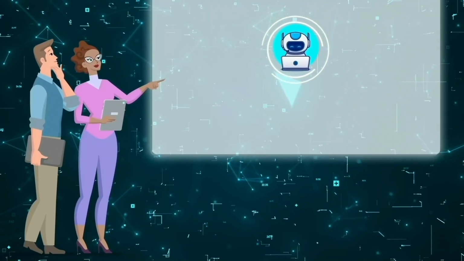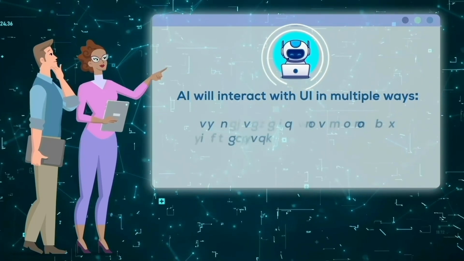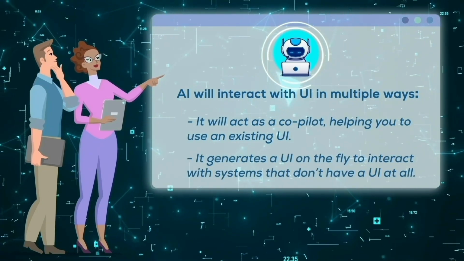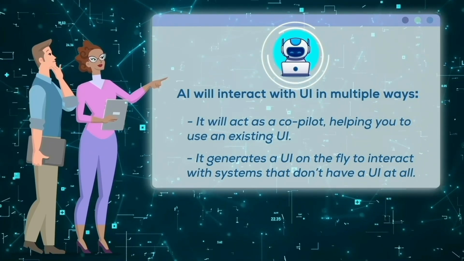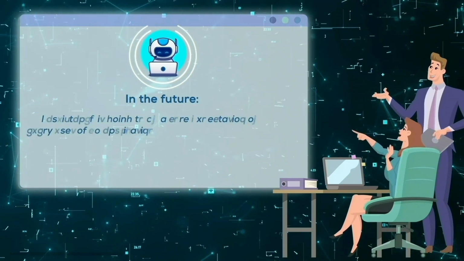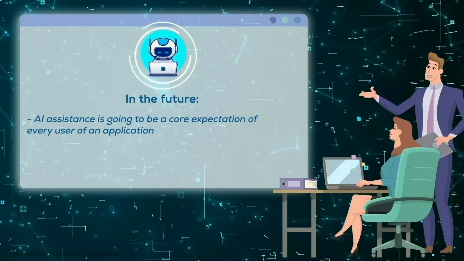In summary, the big picture here is that AI will interact with UI in multiple ways. It will act as a co-pilot, helping you to use an existing UI. It generates a UI on the fly to interact with systems that don't have a UI at all. This is just a brief view of what can be achieved. In the future, AI assistance is going to be a core expectation of every user of an application.